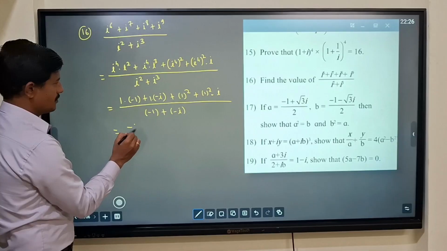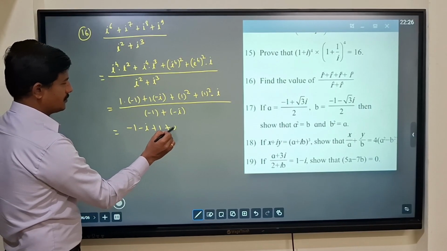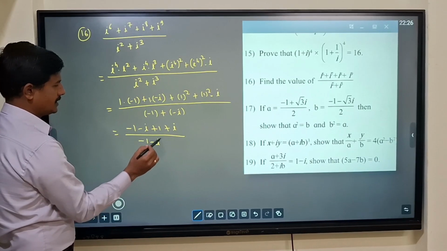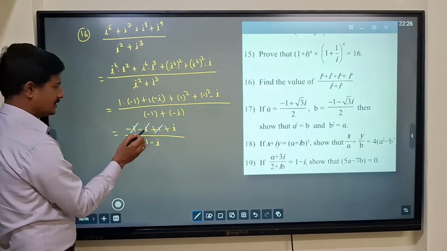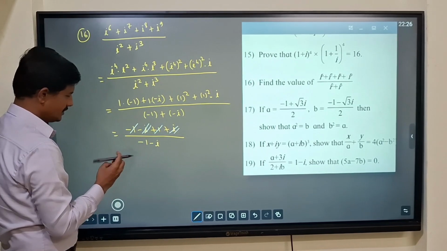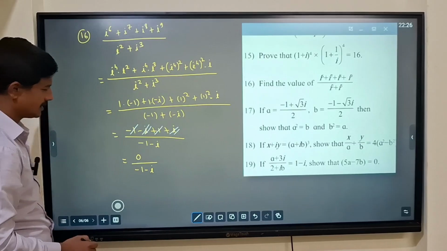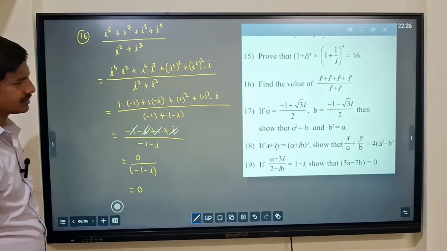This is minus 1 minus i plus 1 plus i upon minus 1 minus i. Now this plus 1, minus 1 and plus 1 get cancelled. This is minus i plus i, which also gets cancelled. So this becomes 0 upon minus 1 minus i. Something divided by 0 is always 0. So the answer is 0.